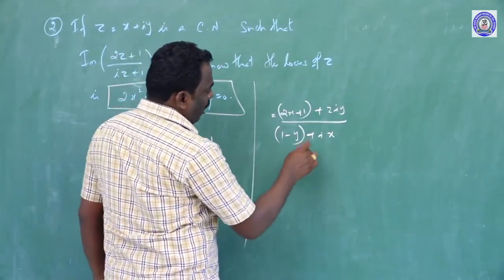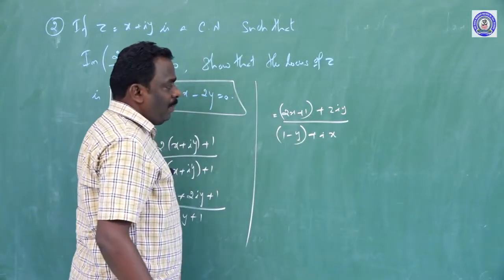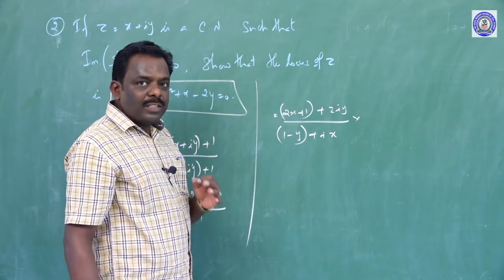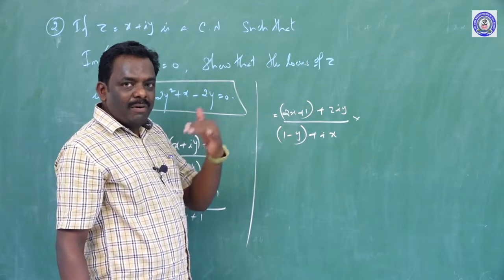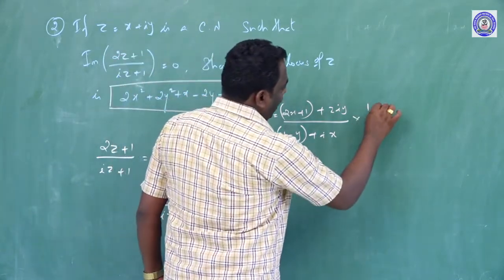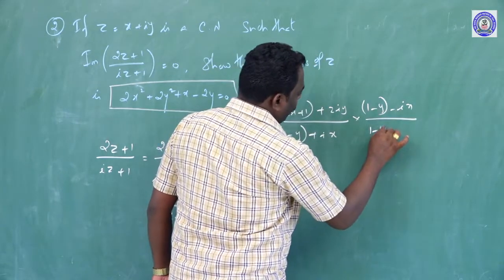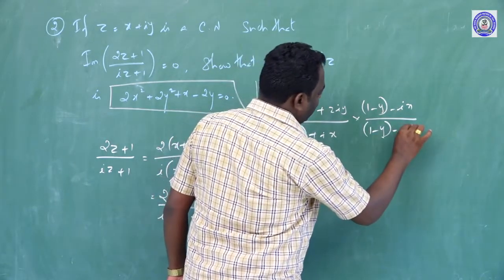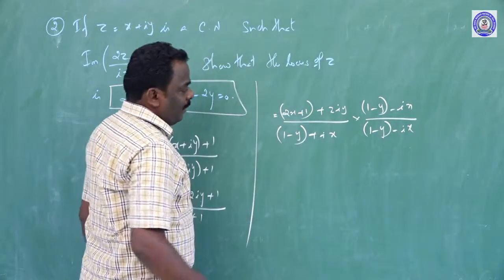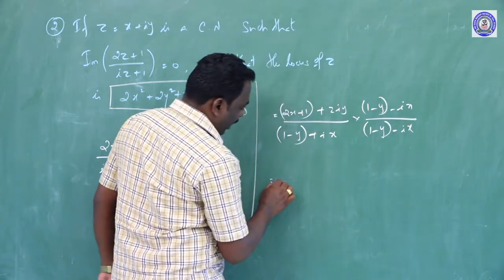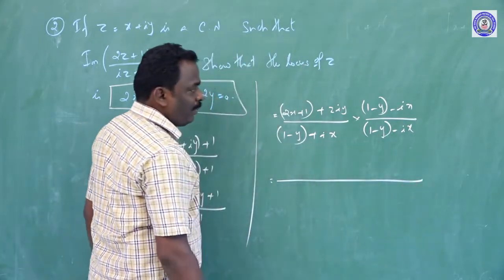So now we have to remove the complex form from the denominator by multiplying. What do we have to multiply? Taking the conjugate of the denominator, multiply and divide by it. Therefore (1 minus y minus ix) by (1 minus y minus ix). We multiply and divide by this number, of the form (a plus b)(a minus b), which you can write as a square minus b square.